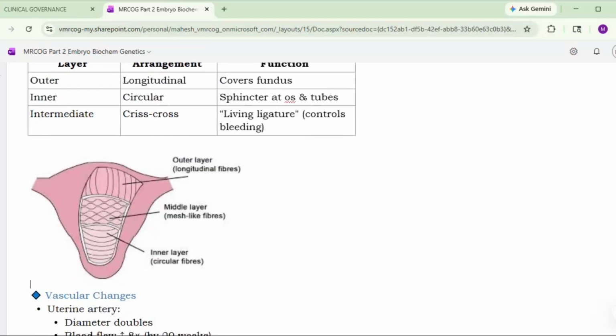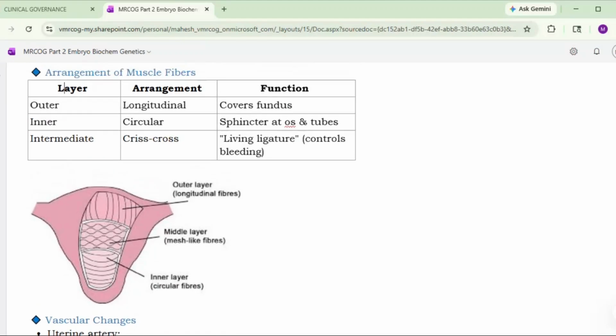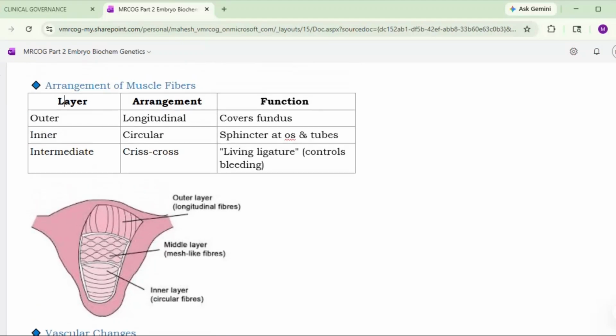There is a very typical arrangement of the muscle fibers of the uterus. It has a 3-layer arrangement. There is an outer layer which is longitudinal, then an inner layer which is circular, and the intermediate layer which is in a crisscrossing manner. The outer longitudinal layer will cover the fundus. The inner circular layer will cover mainly the sphincter at the os as well as the tubes. The intermediate layer, in a crisscross manner, acts as a living ligature which controls the bleeding. So this is the 3-layer arrangement.